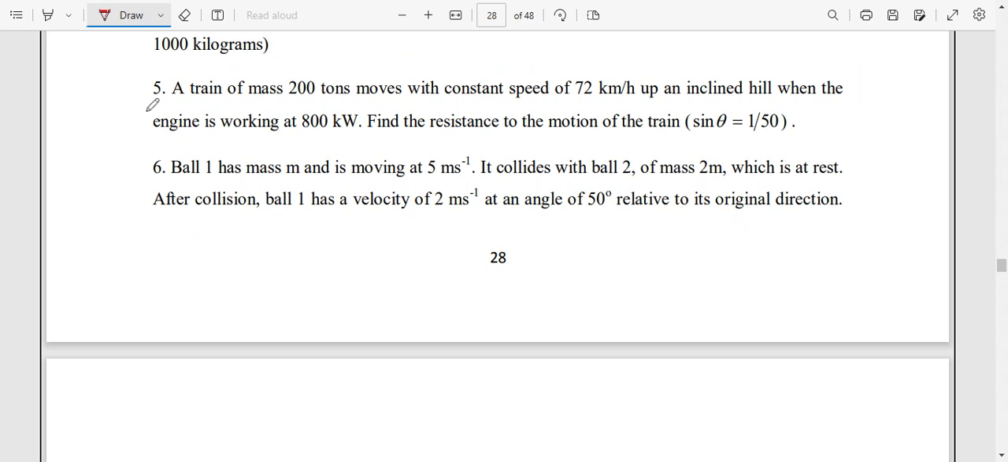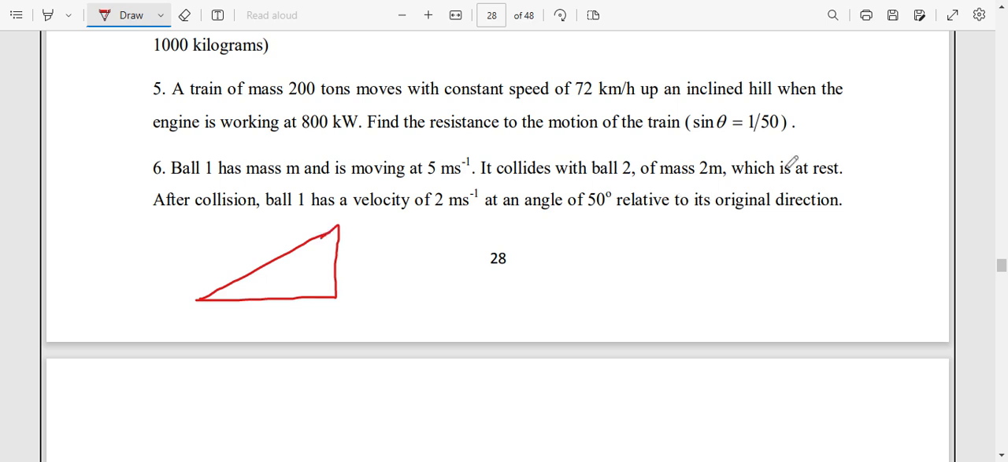Question 5. A train of mass 200 tons moves with a constant speed of 72 kilometers per hour up an inclined hill when the engine is working at 800 kilowatts. Find the resistance to the motion of the train. Sine theta is 1 over 50. So we have a train moving up an inclined hill.